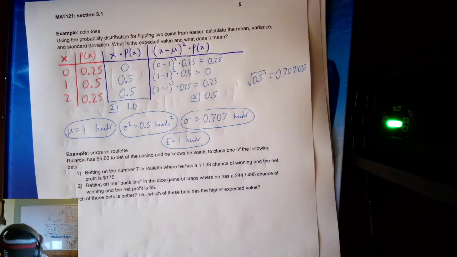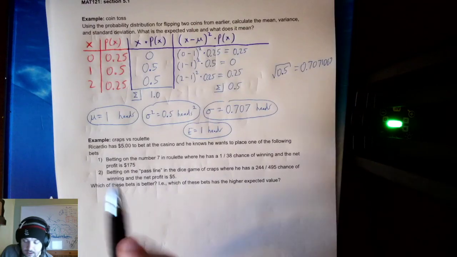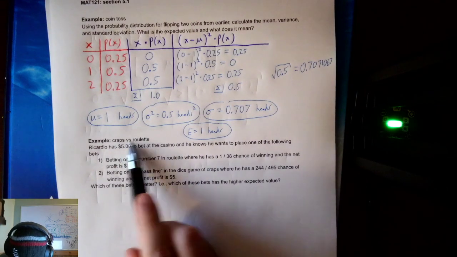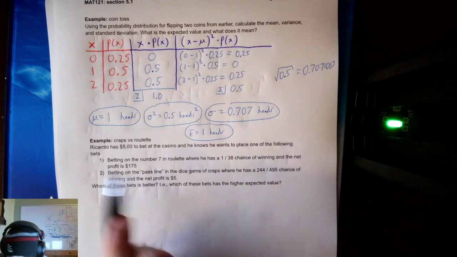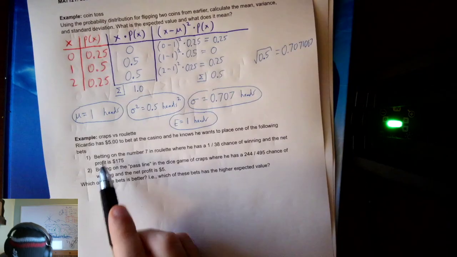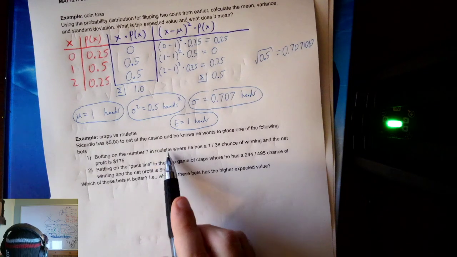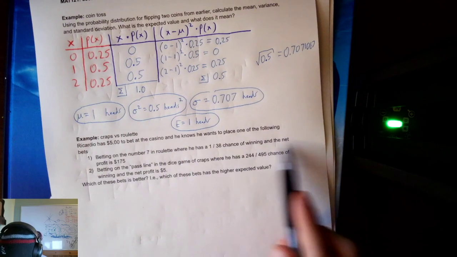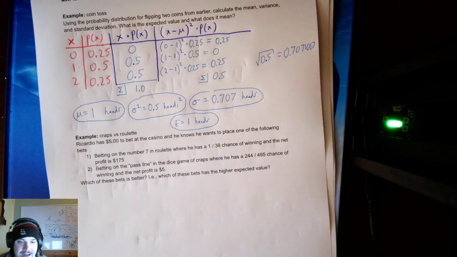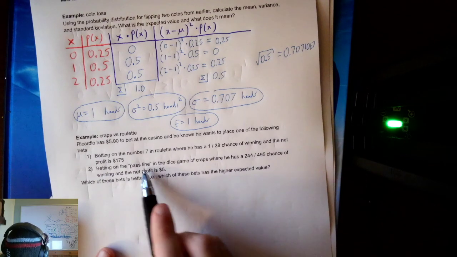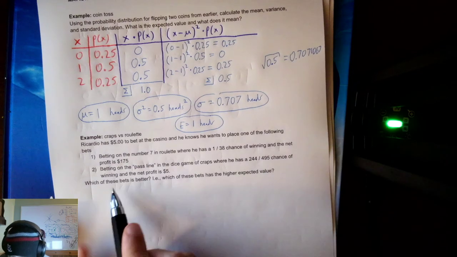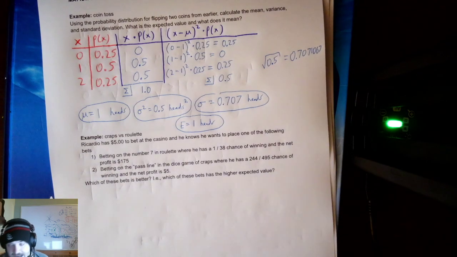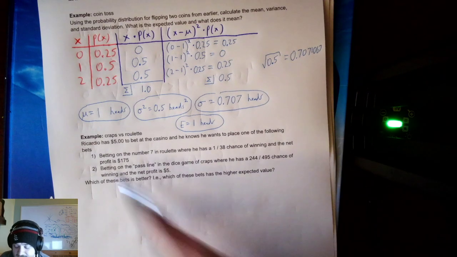Now, let's take a look here. Let's do a real-world example. We're doing craps versus roulette. We're betting. Ricardo has $5 to bet at the casino, and he knows he wants to place one of the following bets. He either wants to bet on the number 7 in roulette, where he has a 1 in 38 chance of winning, and the net profit is $175. So that's his first choice. Or 2, he wants to bet on the pass line in the dice game of craps, where he has a 244 out of 495 chance of winning, and the net profit is $5. So he's got different odds and different profits.